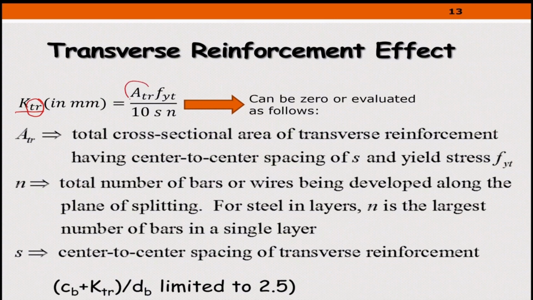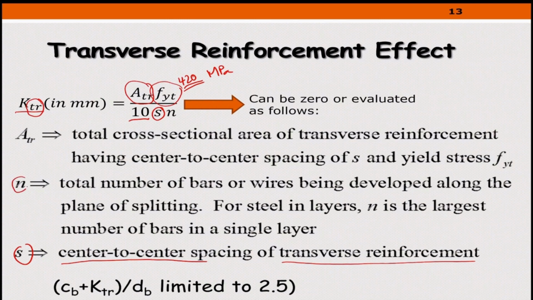KTR is equal to the area of the transverse reinforcement, the area of one stirrup, or the area of one tie in columns, multiplied by F yield of the transverse reinforcement, which is usually 420 MPa, divided by 10 multiplied by S, and S here is the center to center spacing of the transverse reinforcement, which is the spacing between stirrups or between ties, according, of course, to the code provisions.